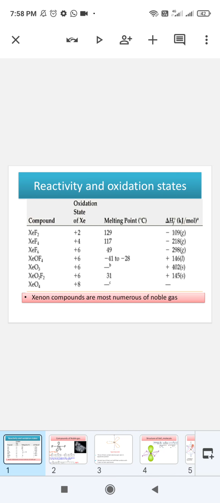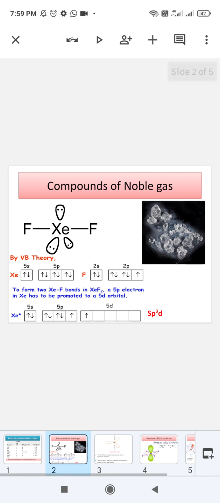So these are the examples: XeF2, XeF4, XeF6, XeOF4, XeO3, XeO2F2 and XeO4. See, xenon reacts with the most electronegative elements, that is fluorine and oxygen. Now we are moving into the structures of the xenon compounds in detail. So first is XeF2.